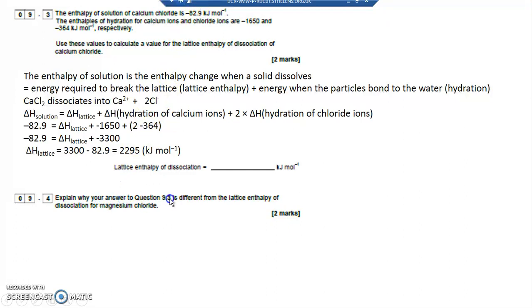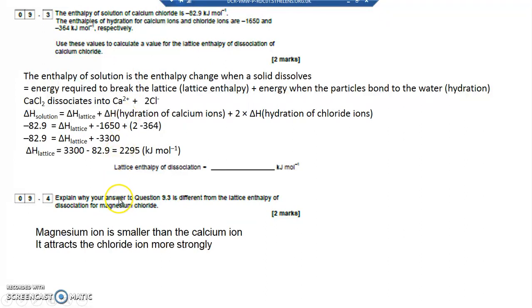Explain why your answer to 9.3 is different from the lattice enthalpy of magnesium chloride. Well, you've got to look at the size of the ions, or the difference between calcium and magnesium. Magnesium's a much smaller ion. It's further up group 2, so it's got 1 less energy level, 1 less electron shell. So it's a smaller ion, and a smaller ion will attract the chloride ion more strongly because the ions can get closer together and form a stronger ionic bond.